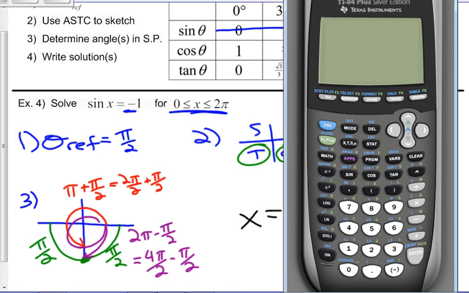Let's make sure it actually works. Sine of 3 pi over 2. I'm feeling lucky here. Oh yeah, we get -1.